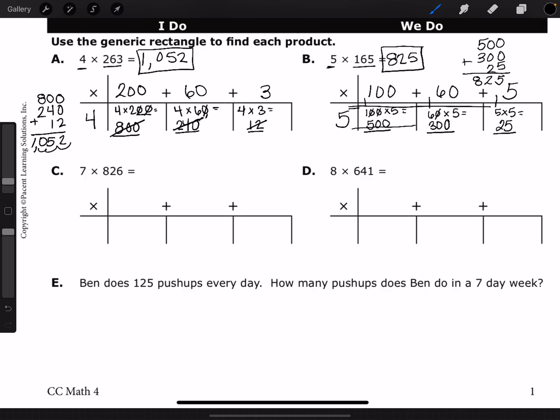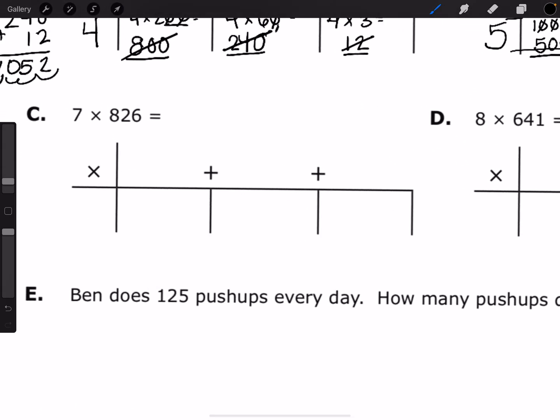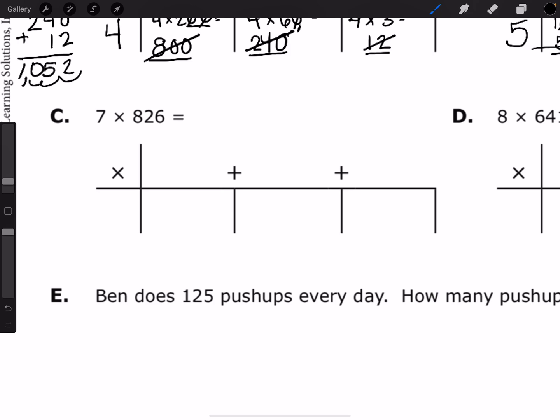Now we're going to do our C. I'm going to make it a little bigger just so you guys can really pay attention. Again, we have that 1 digit by the 3 digits. So the side that has space for one number is 7. It's going to have the 1 digit. And then the side that has 3 spots would be the expanded 3-digit number. So we have 800 plus 20 plus 6. So this section has the 800 times 7.